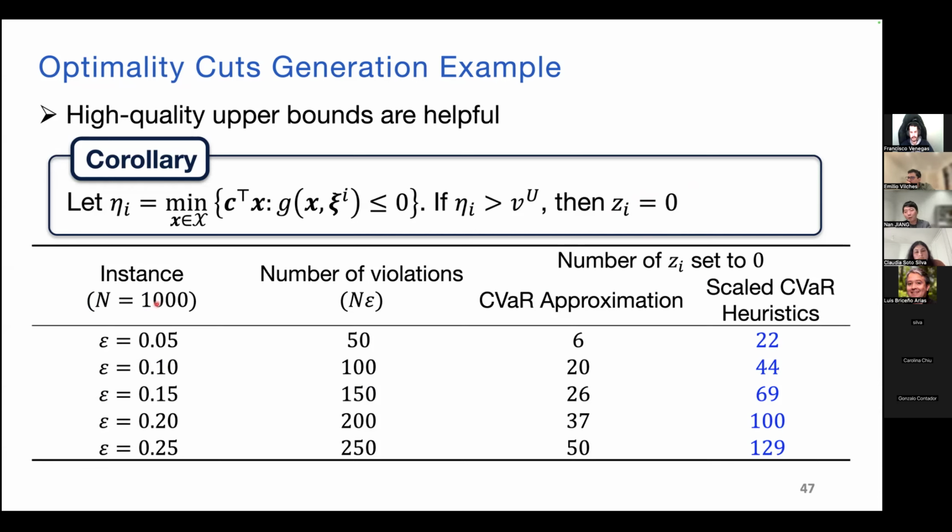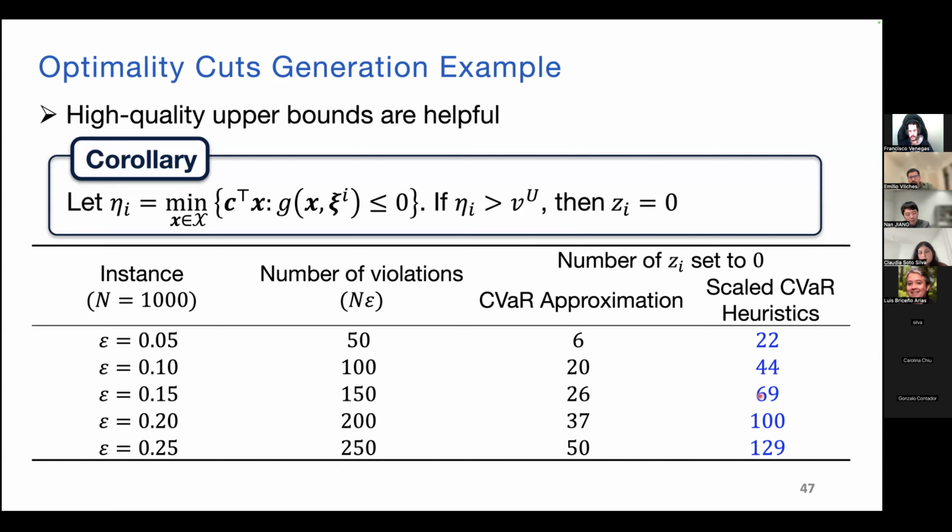And then we use one instance with different epsilon values. And n times epsilon gives us the total number of violations we can have. The purpose here is to show that if we use the upper bound of the CVaR approximation, then we can fix maybe only 20% of the violations. But what if we replace this upper bound with the scale CVaR heuristic? Then we can fix almost half of the violations, because this upper bound is improved.